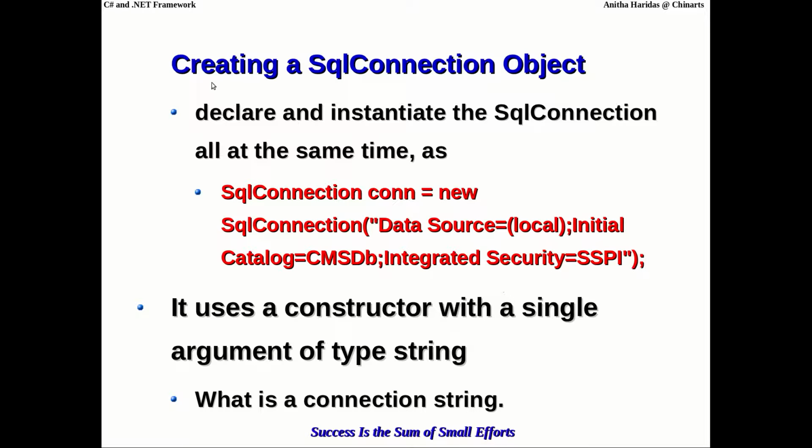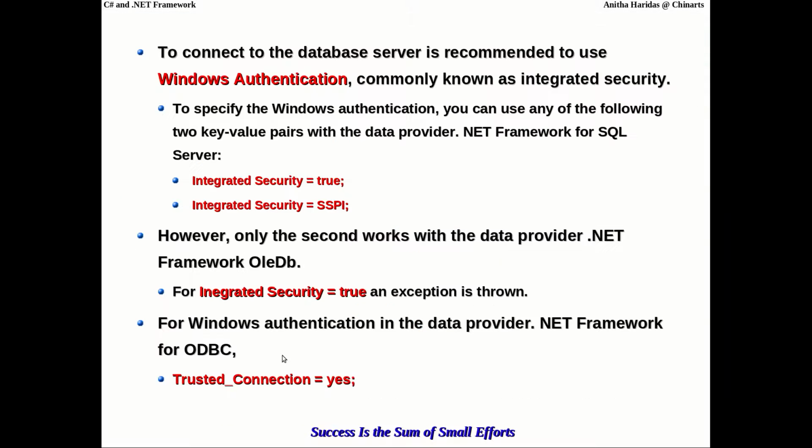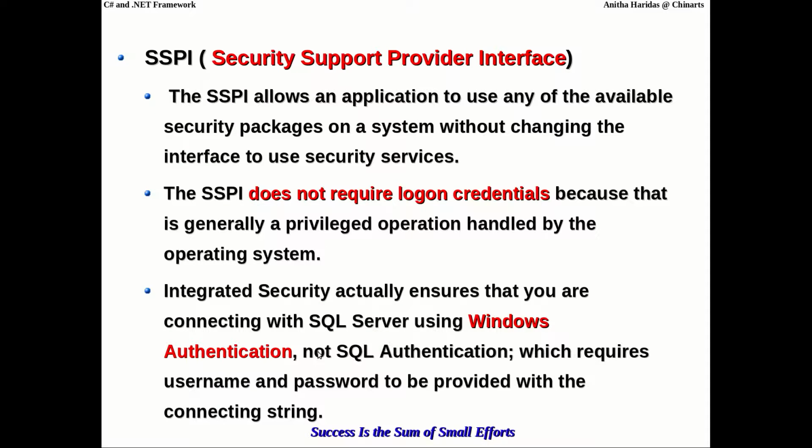In our previous video we have seen how to create a SQL connection. Using this statement, you can create a connection object with the new operator, and you have to provide these parameters which will be connecting to your database. And we have also seen what these parameters are and how to establish the connection using Windows authentication, right? And we have also seen what we mean by the security support provider interface.